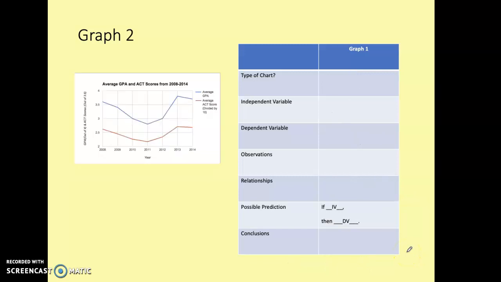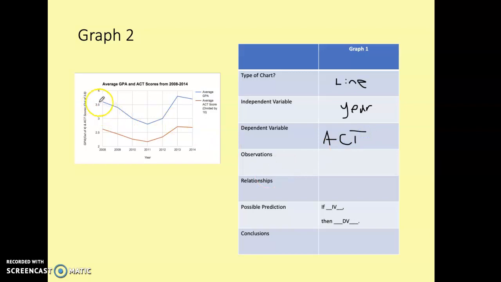Okay, let's look at a second graph here. So type of chart, this one is a line graph because it's connected. Okay, and it's actually like a double line graph because I got 2 lines. Independent variable is the year, that's what I'm changing. And what I'm measuring is average ACT scores. So I'm just going to put ACT.